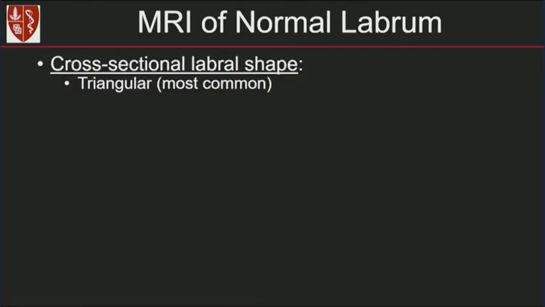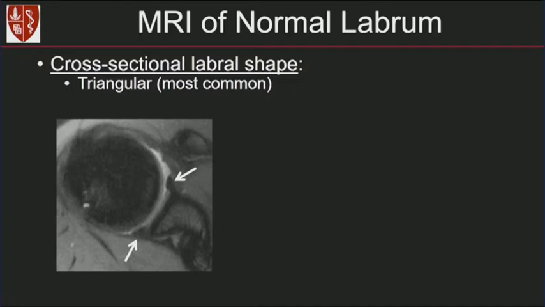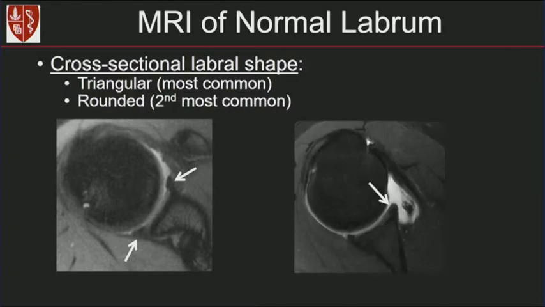So let's go through what a normal labrum should look like. On cross-sectional imaging, the most common shape is a triangle. So here we have an axial PD fat-suppressed image showing a normal triangle appearance of the anterior and posterior labrum. Remember also the normal labrum can look rounded. So here we have an axial MR arthrogram image showing a rounded morphology of the anterior labrum.